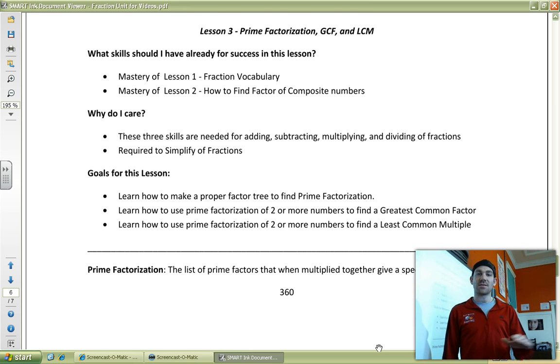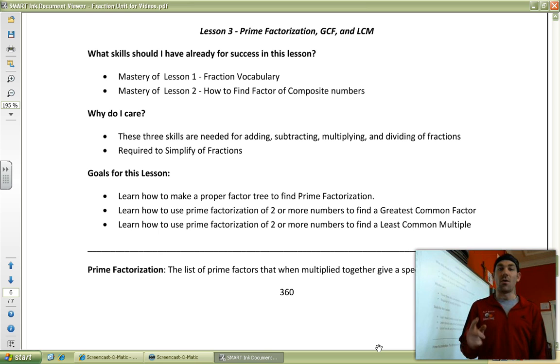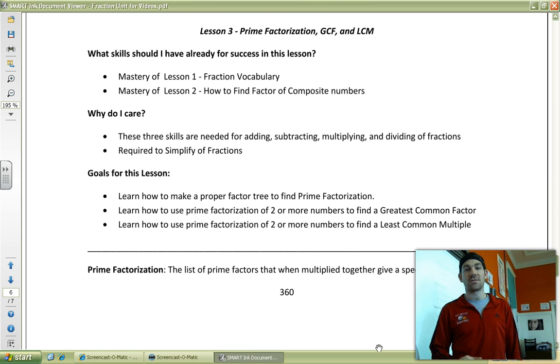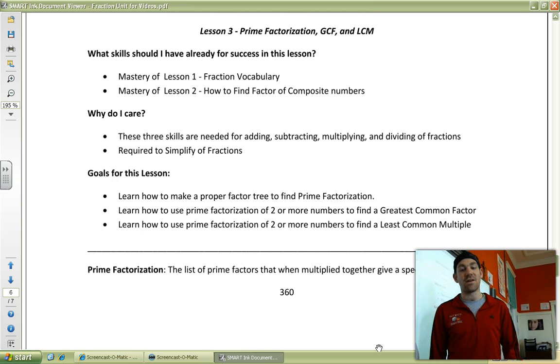In order to have success in this, you should really have mastered the vocabulary from lesson 1 and be able to find factors of composite numbers from lesson 2. Why you should care about learning these things as we continue in fractions: you need them for reducing, for finding common denominators, so that means adding and subtracting fractions, multiplying and dividing fractions. So for all of those reasons, and just because you all like to learn, right?